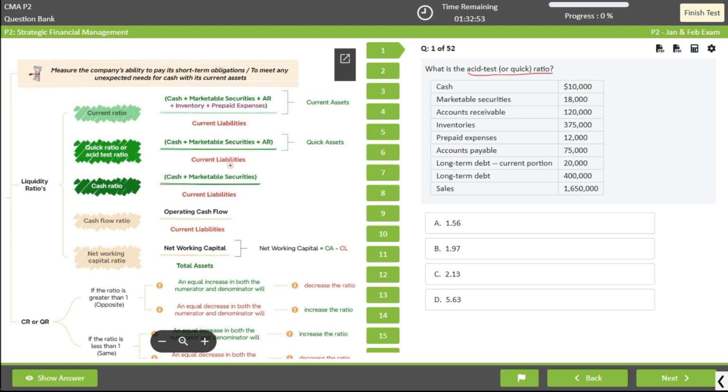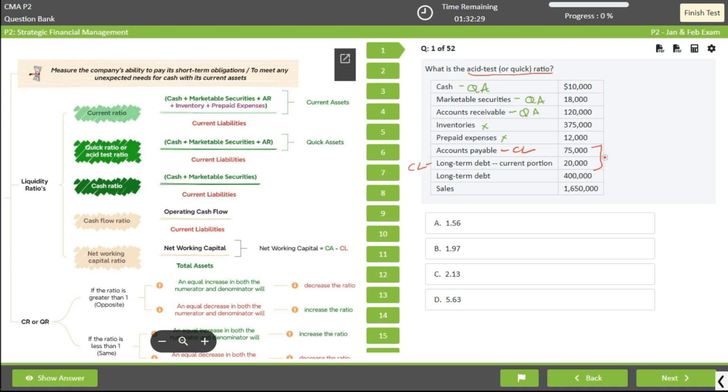So let us mark the quick assets first. Cash is your quick asset. Marketable securities is your quick asset. Accounts receivable is your quick asset. Inventory and prepaid expenses are not your quick assets. Accounts payable is your current liabilities, and long term debt, the current portion, is also your current liabilities.